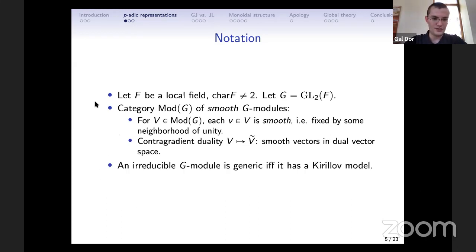Finally, there's something called generic. We say that a G-module is generic if it has what's called a Kirillov model, or a Whittaker model sometimes. This is probably not enough for someone who doesn't know what any of this means to understand it, but for those who do, this is at least established, so we won't get confused over terminology.